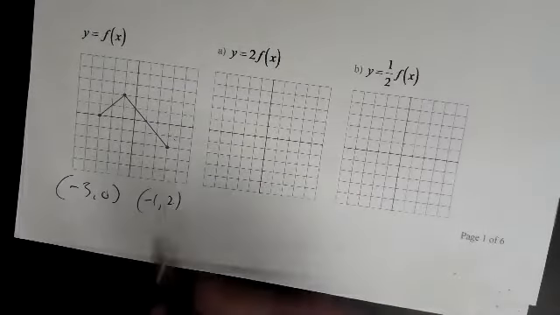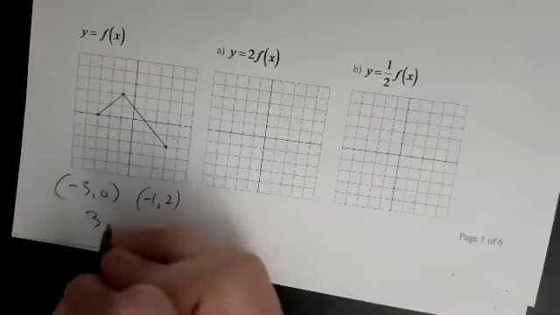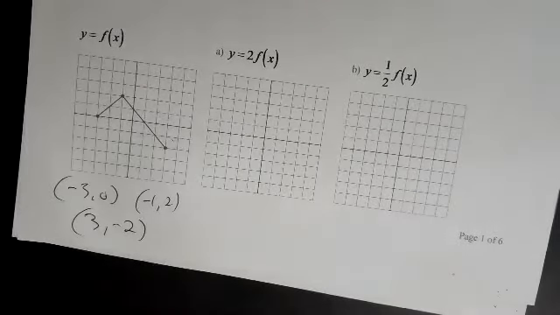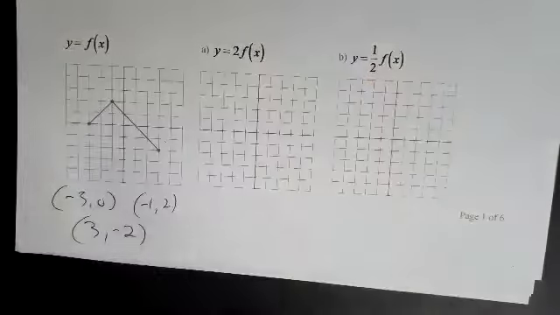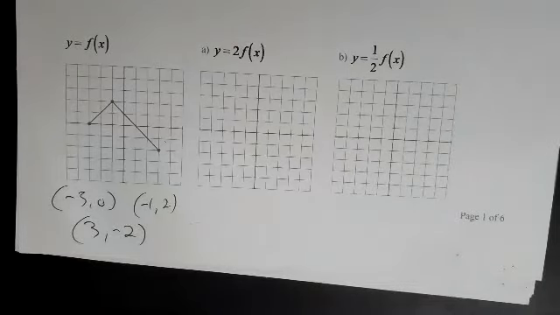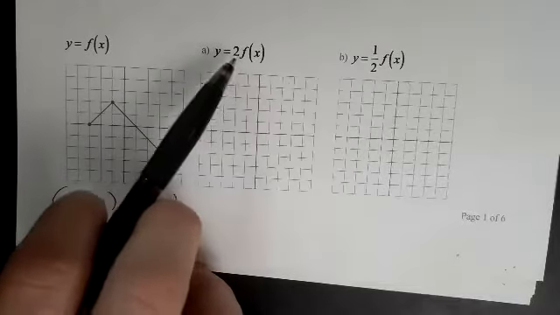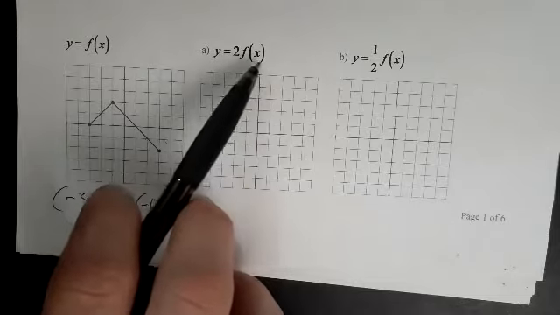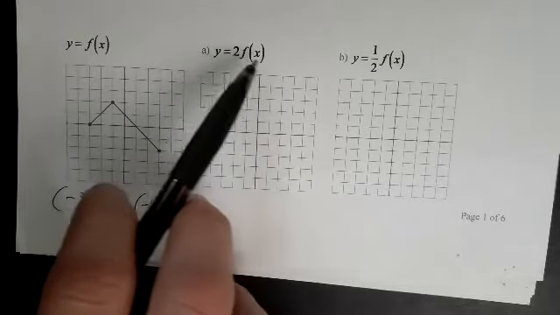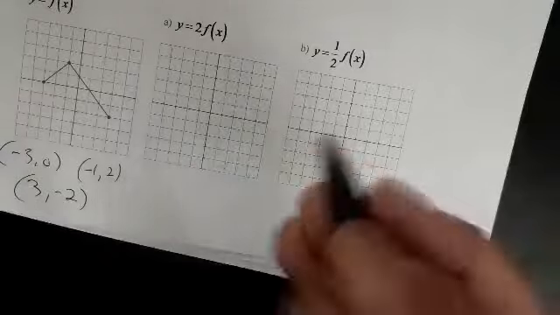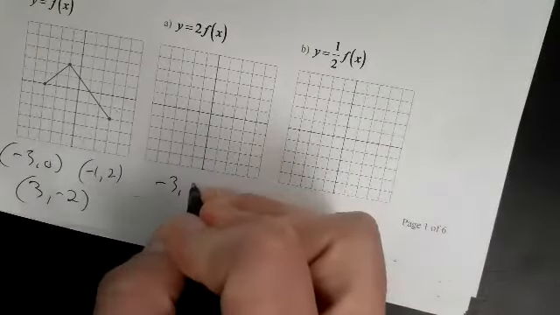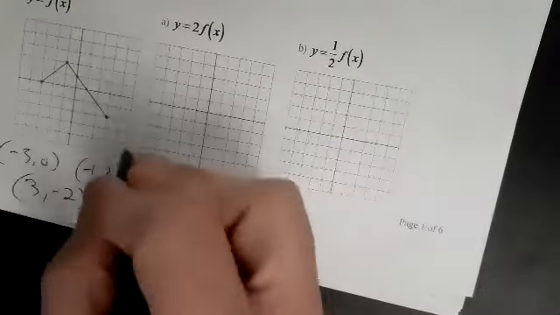And my third point is... so we have our 3 points. I did this earlier, but if I'm stretching something, I'm taking 2 and multiplying it by something. I'm multiplying my f of x, which is sort of like my y quantity. So if I take -3, 0, I multiply 0 by 2, I'm going to still get 0.